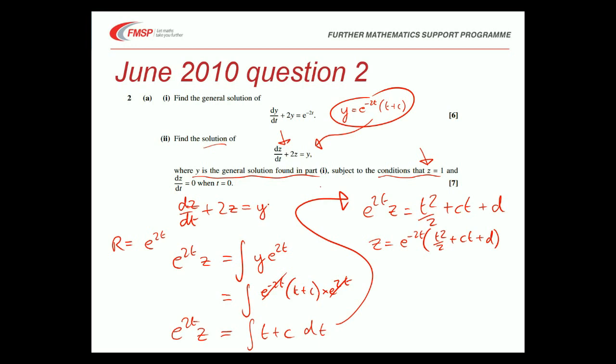First off though, z is 1 when t is 0, so I can put that in here. T is 0 is going to make that thing 1, the e to the minus 2t, and t is 0 is going to make that first term disappear and the second term disappear, and I'm just left with d. So lo and behold, d is 1.